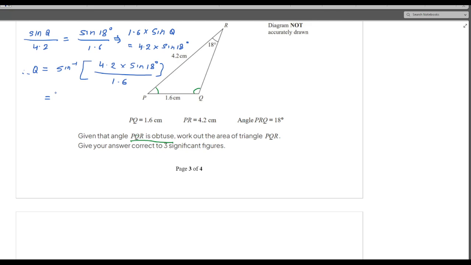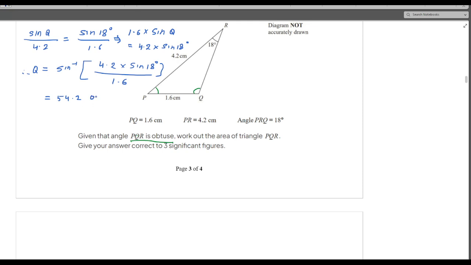Whenever you are using angle, please see your mode of calculator. It should be in degree mode. Divided by 1.6. So this gives you the answer 54.2. But wait, angle PQR is an obtuse angle.